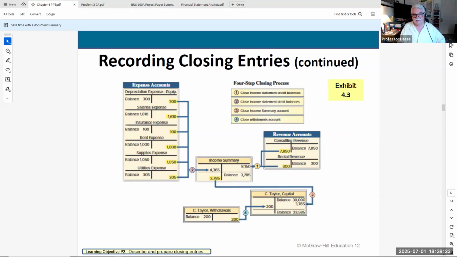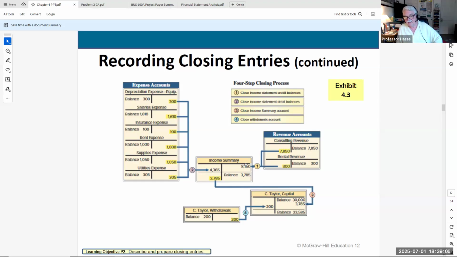Look at here. The expense accounts, depreciation, salaries, insurance, rent, supplies, utilities, all have debit balances. I credit those accounts. They are now closed. And the debit goes into income summary. The revenue accounts, consulting revenue, rental revenue, all have credit balances. You debit those revenue accounts to close them. They're now zero. And the offsetting credit goes into income summary.